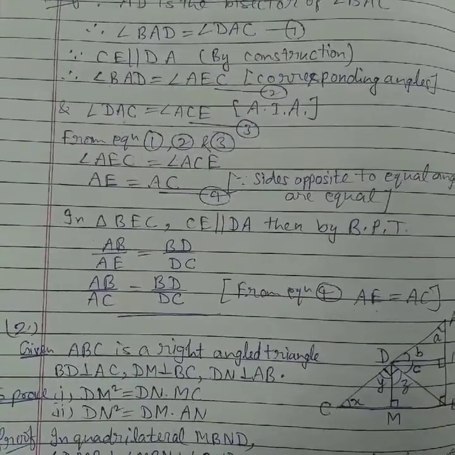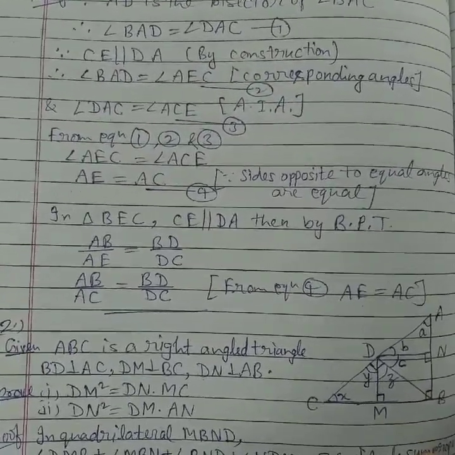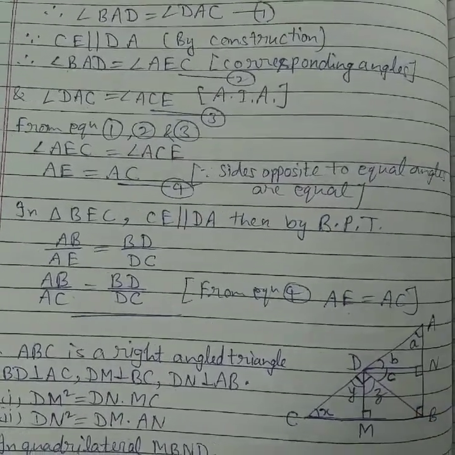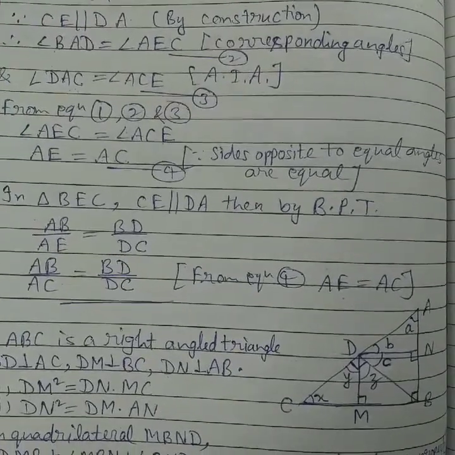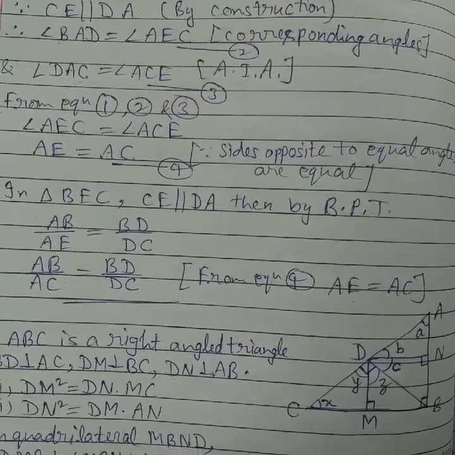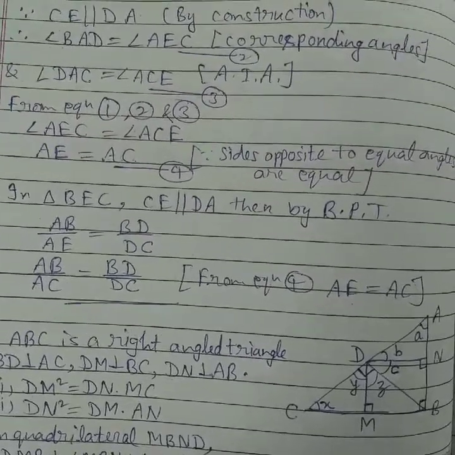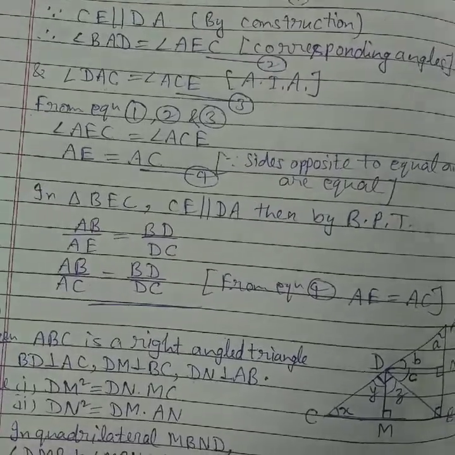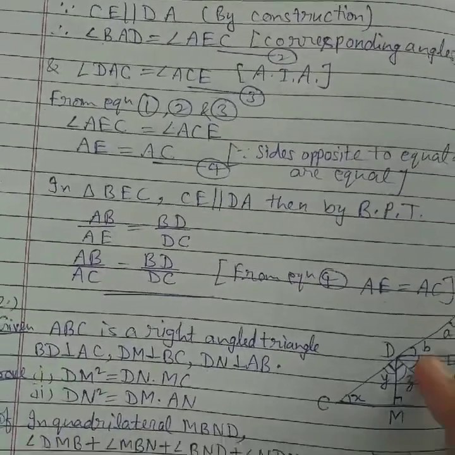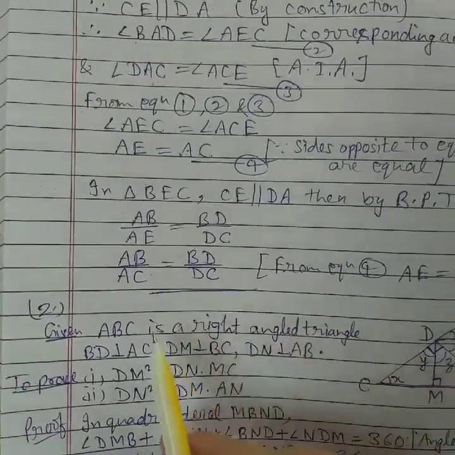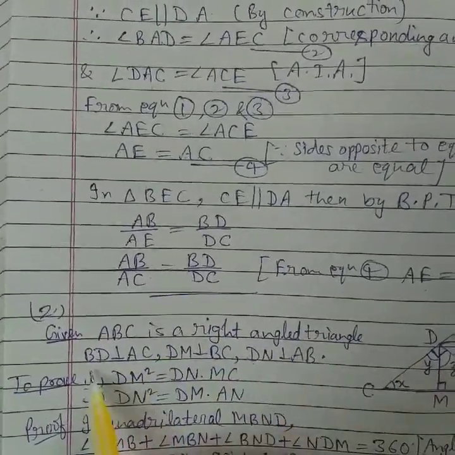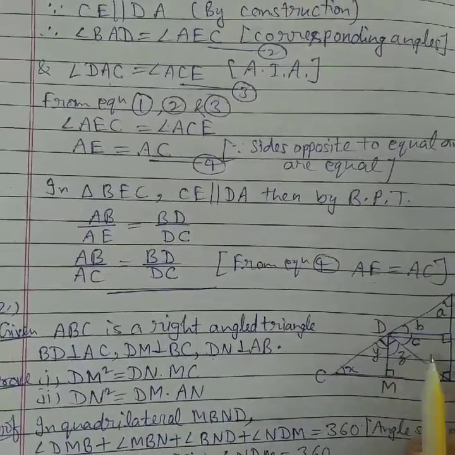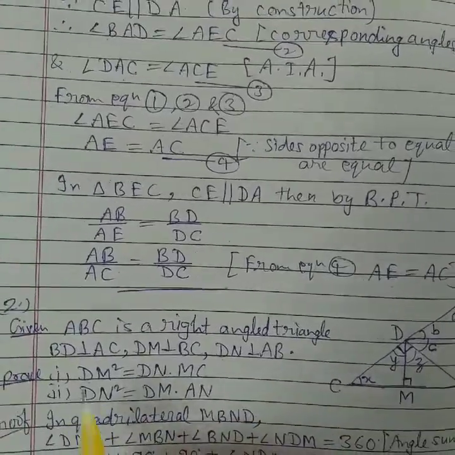Second question is, in the given figure D is a point on the hypotenuse AC of a triangle ABC such that BD perpendicular AC, DM perpendicular BC and DN perpendicular AB. Prove that first part is DM square equals DN into MC, second part DN square equals DM into AN. Only two parts are there. Now given, ABC is a right triangle, BD perpendicular AC, DM perpendicular BC and DN perpendicular AB. These three are perpendiculars and angle B is also 90. These two are to prove.